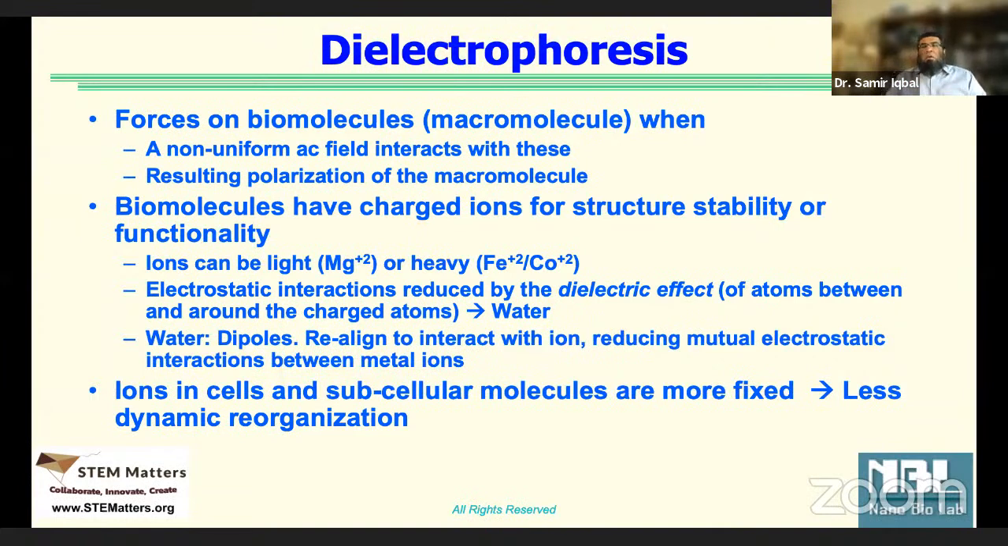So now every living thing, every biomolecule, has either a charged ion, which is part of its structure, or it contains those charges in itself.